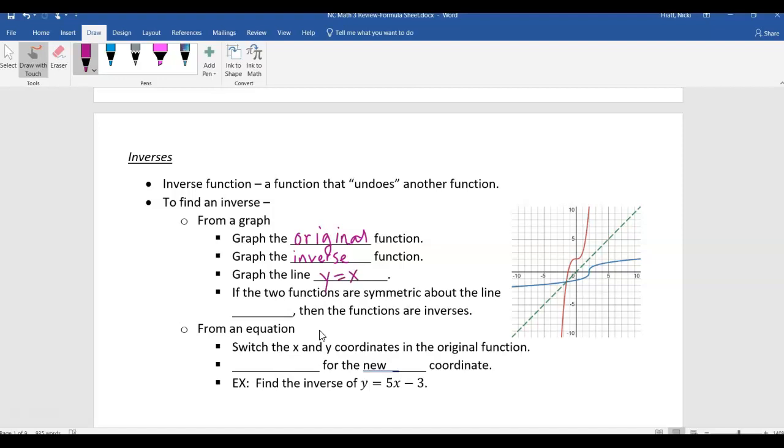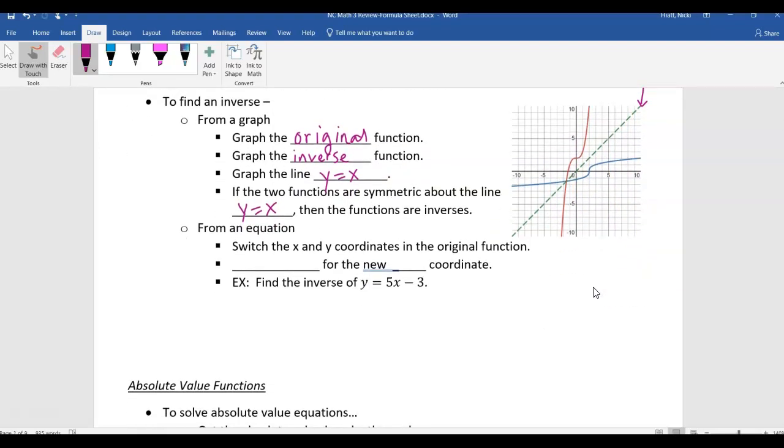So that line y equals x in this graph I have over here to the side, that's this one. It's just that line that splits the first and third quadrants in half. And if the two functions are symmetric about the line y equals x, then they are going to be inverses. So if it looks like you could fold that graph in half and the two sides would line up, if you folded it on this dotted line right here, then those are inverses. So for example, over here, these two look like they are in fact inverses.